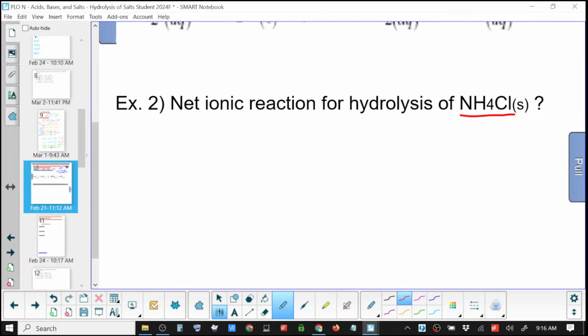So, which one of these is spectator ion? Cl. Why? One way. Pardon? One way. One way. From? HCl. One way reaction.